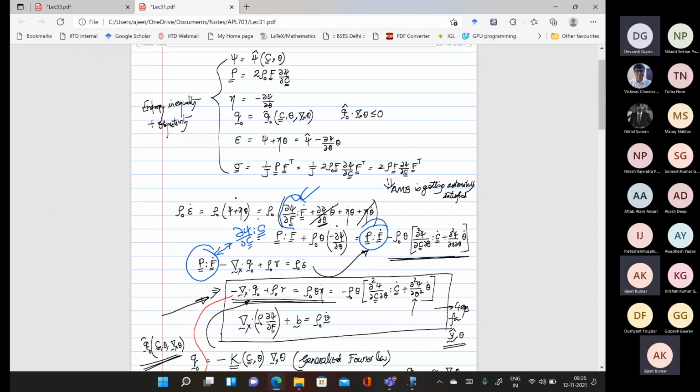Okay, sir. And sir, in the LMB, like in the box, will it not be J into B? Yes, you're right. It will be J into B. Thank you. So the right stretch tensor is not objective, right? Correct.